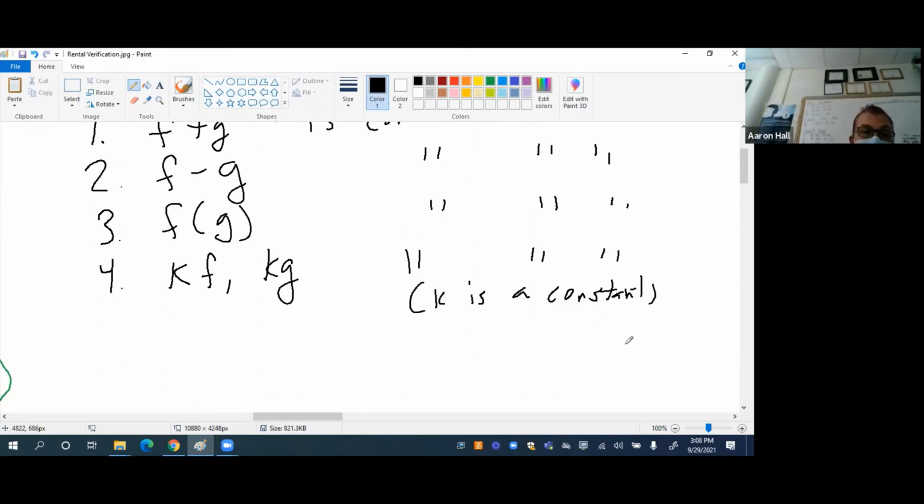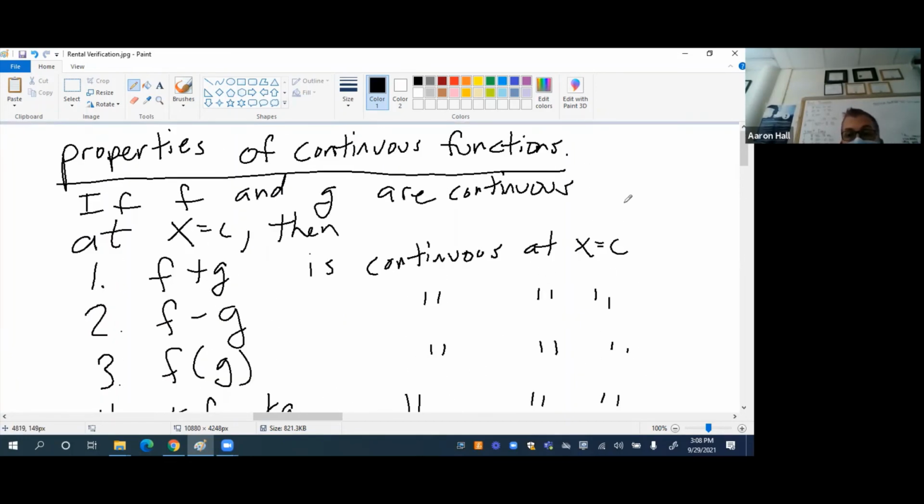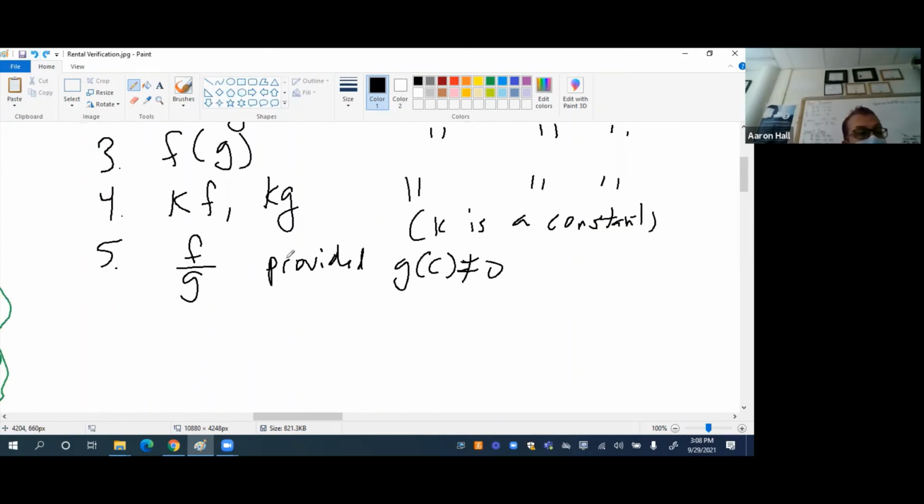And it's also true if I divide f and g, provided that g of c is not 0. Remember, c is this value of x. One more thought and we're done.